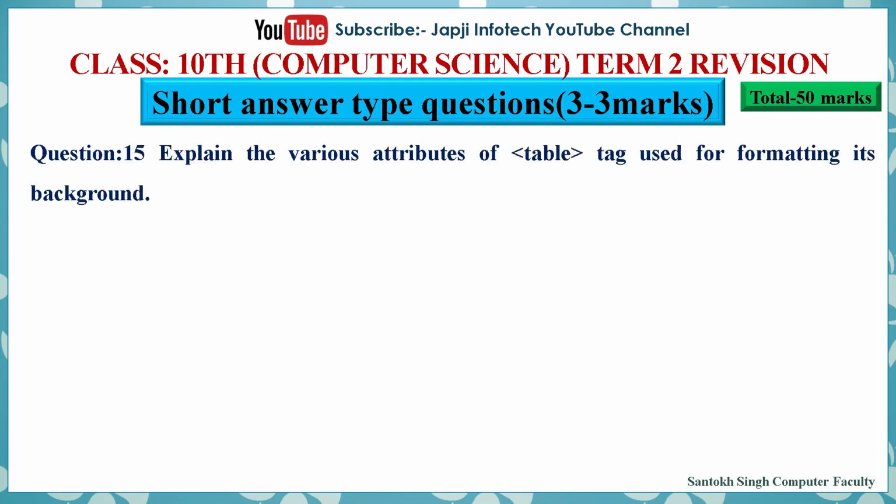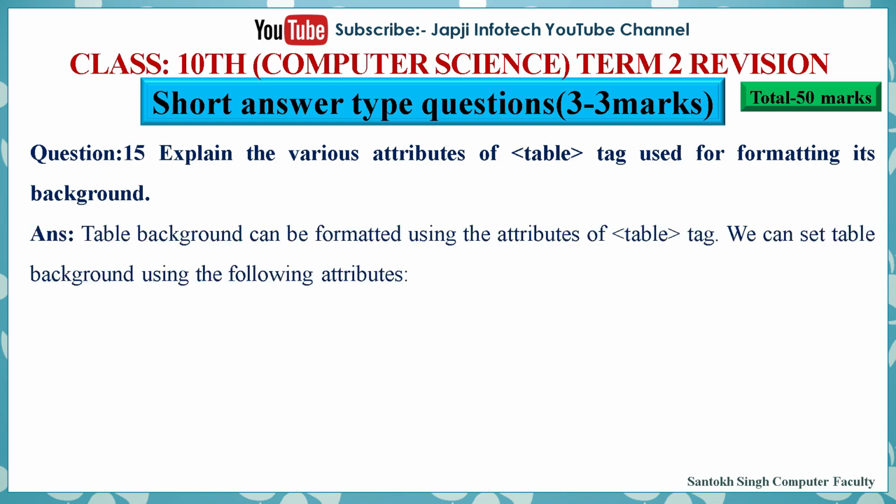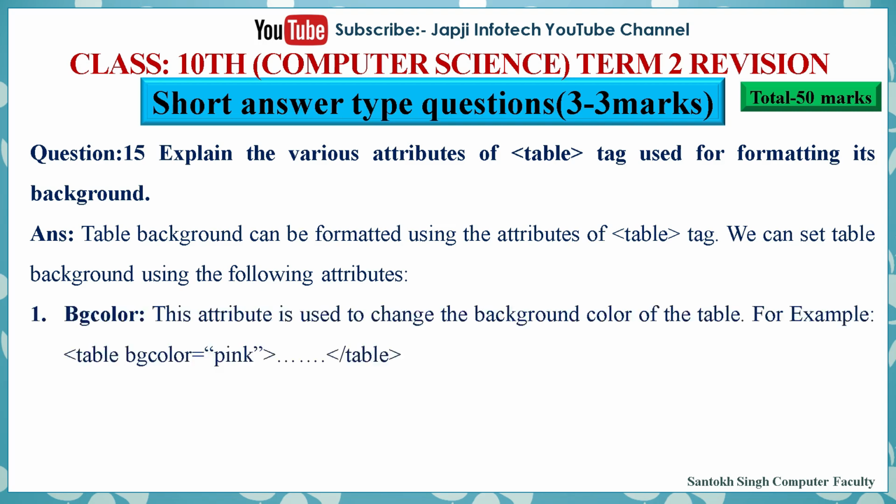And the 15th question is, explain the various attributes of table tag used for formatting its background. So table background can be formatted using the attributes of table tag. We can set table background using the following attributes. The first one is bgcolor. This attribute is used to change the background color of the table. For example, left angle bracket table space bgcolor equal to, in the double quotation marks, write the color you want to set for the table background. Then in between, write the table content, then close the table closing tag.